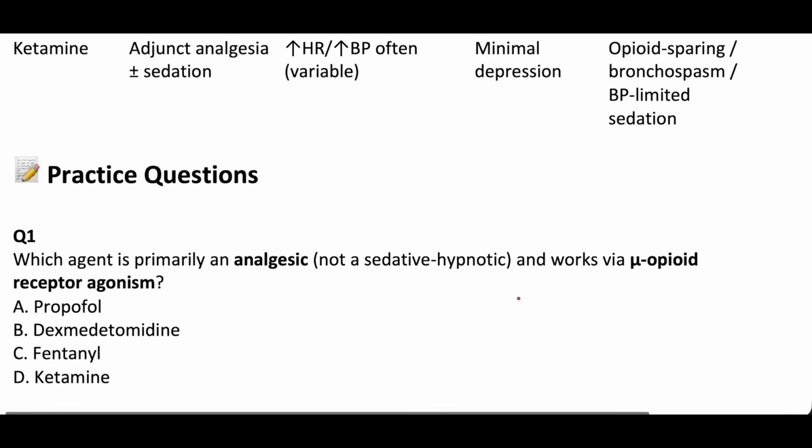Question 1, which agent is primarily an analgesic, not a sedative hypnotic, and works via the mu opioid receptor? A, propofol, B, dexmedetomidine, C, fentanyl, or D, ketamine. Pause if you need to.